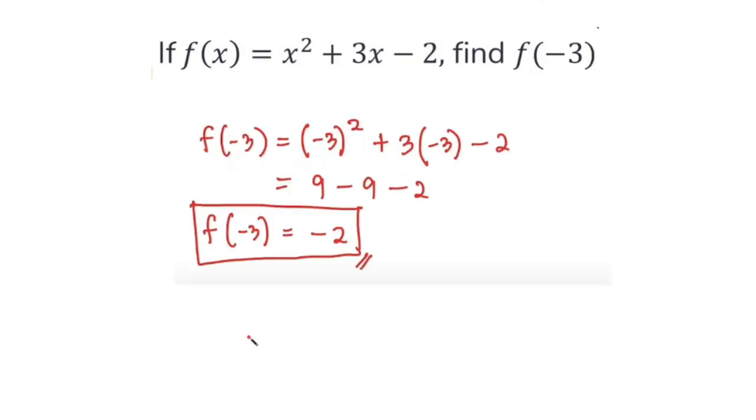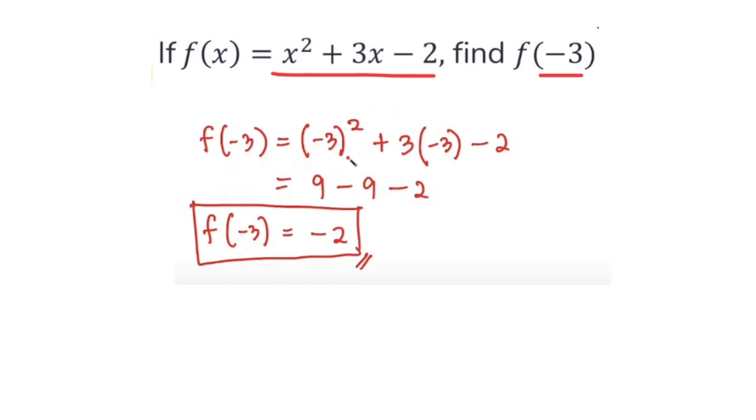So let's have another example. If f of x equals x squared plus 3x minus 2, find f of negative 3. We need to plug this negative 3 into our function. So f of negative 3 equals negative 3 squared plus 3 times negative 3 minus 2. We need to simplify this.